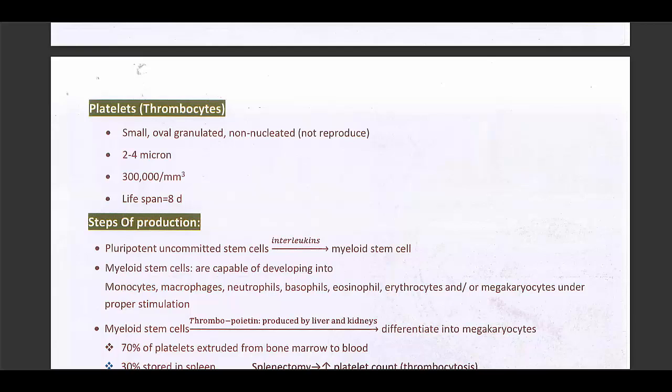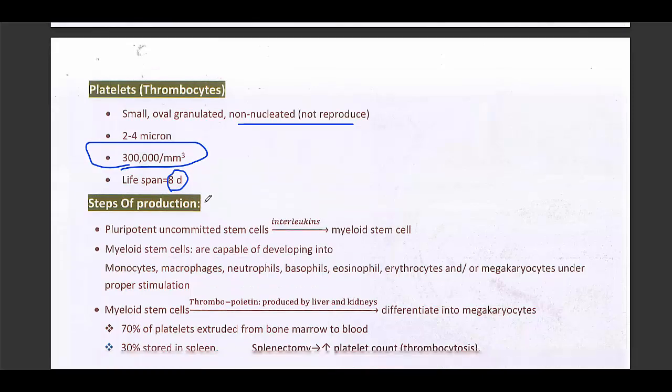So, platelets. The characteristics of platelets: they are small, oval, granulated, and non-nucleated cells. Okay, it is non-nucleated, like red blood cells, red blood corpuscles. Its diameter is 2 to 4 microns. Okay, let's count: 300,000 per cubic millimeter. Its lifespan is 8 days. Okay, this is important MCQ information.